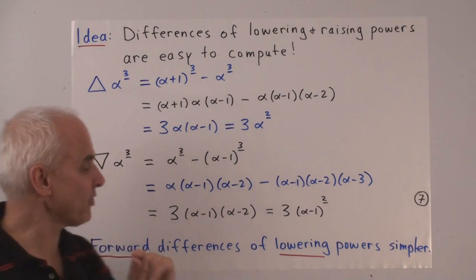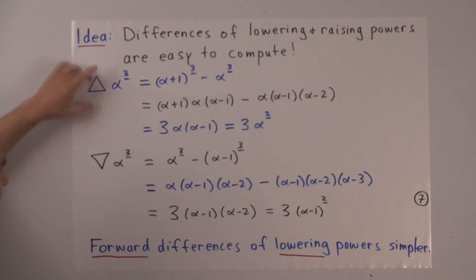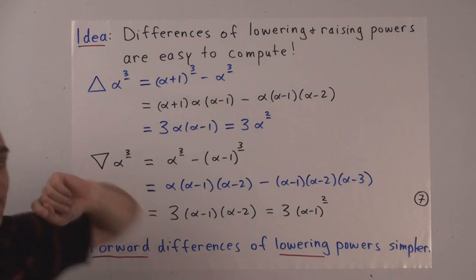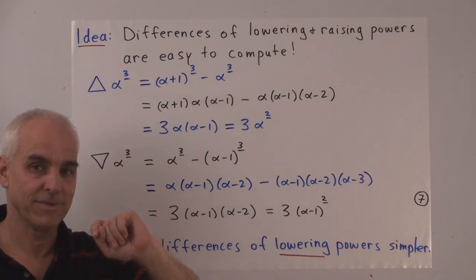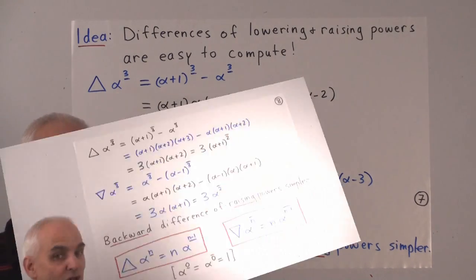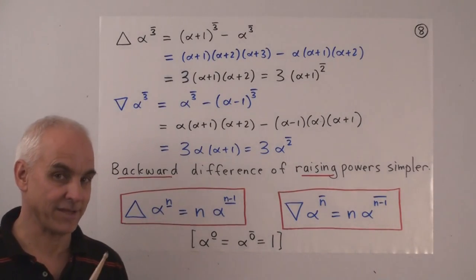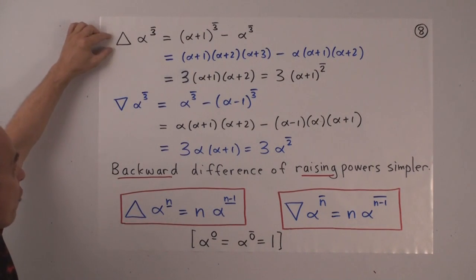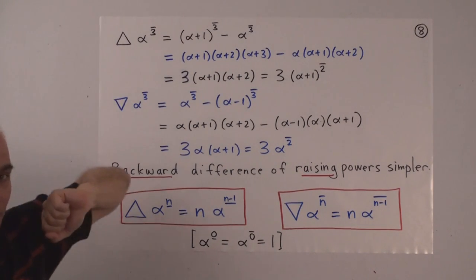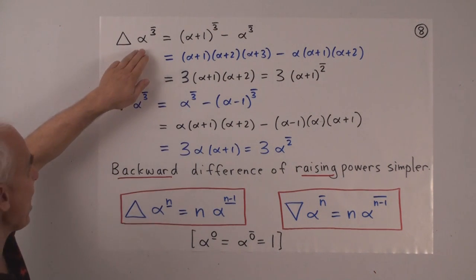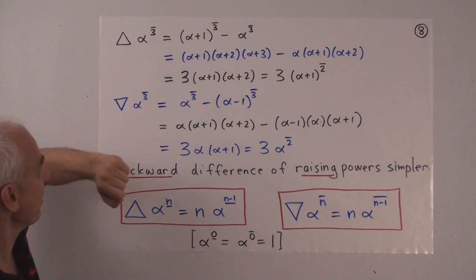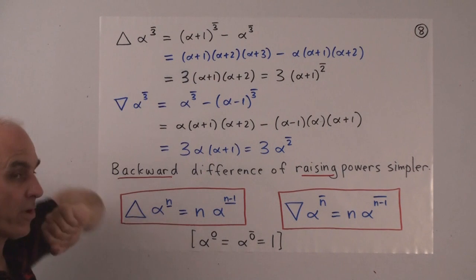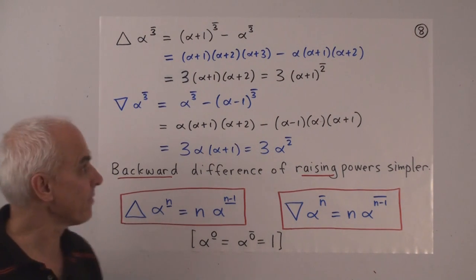Now, for completeness, we also need to look at what happens when we apply these two operators to the raising powers. Let's do that too. Okay, so we're going to now have a look at what happens to the raising powers when we apply the forward and the backward difference operators. So there's alpha to the 3 raising. And we're going to apply the forward difference operator to it.